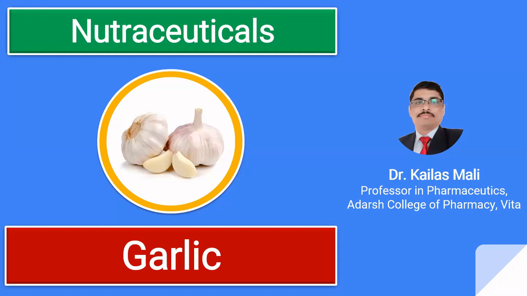So in this part, we are going to discuss the next drug, that is garlic. This is one of the nutraceuticals. There are so many nutraceutical products available in the market for garlic. We are using garlic as a spice, and it comprises a major chemical constituent, that is allicin. So let us move towards garlic.